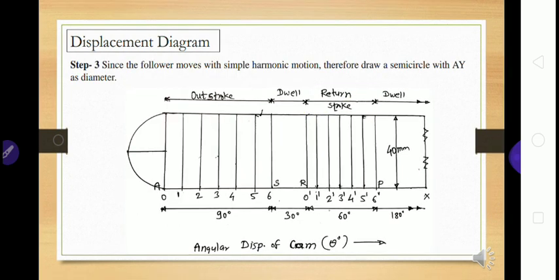In the third step, now here we have to consider which kind of motion it is. The motion here for the follower is a simple harmonic motion. That's why we will draw one semicircle of diameter AY here. AY is this vertical distance from point A to point Y. Considering this as a diameter, that means the radius is exactly half of AY, we will draw one semicircle at this one end of the displacement diagram.